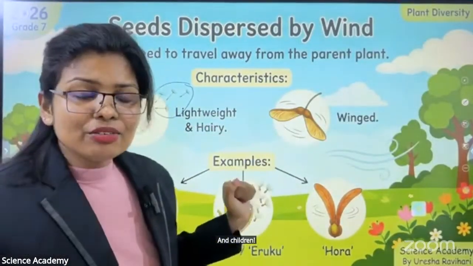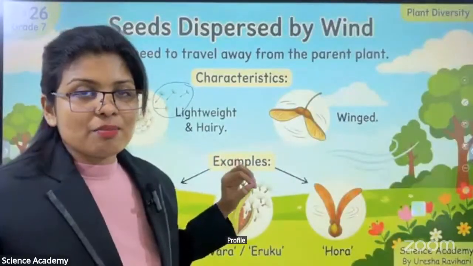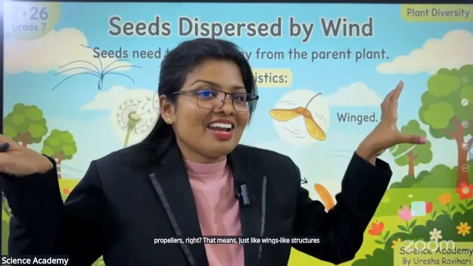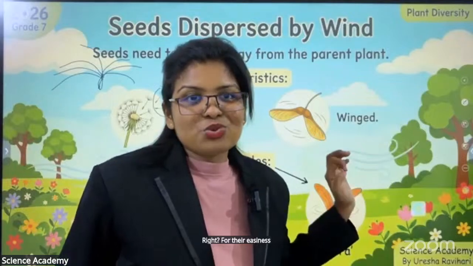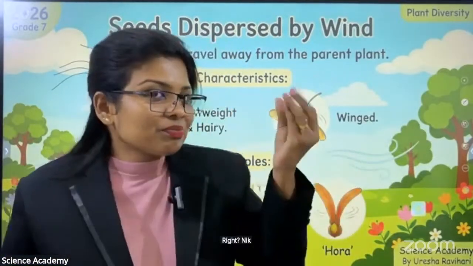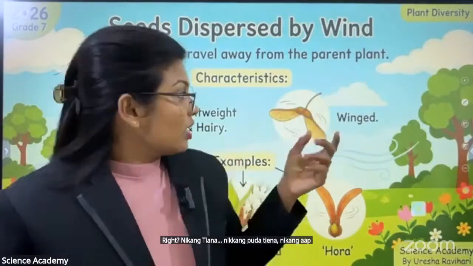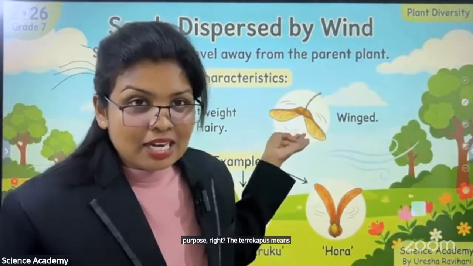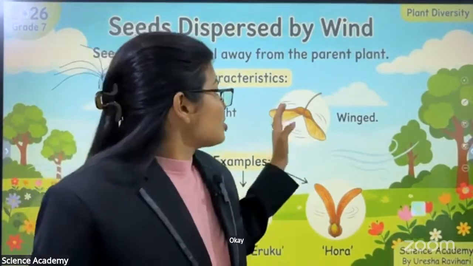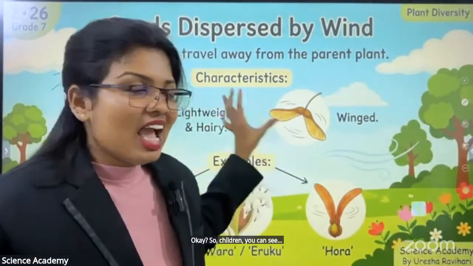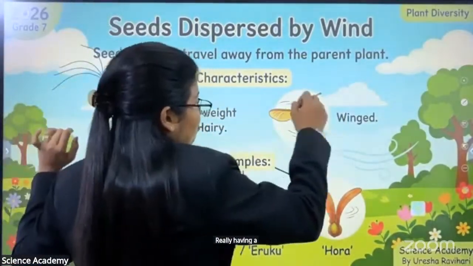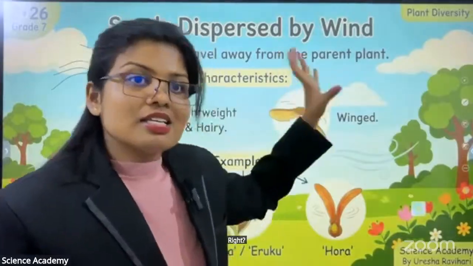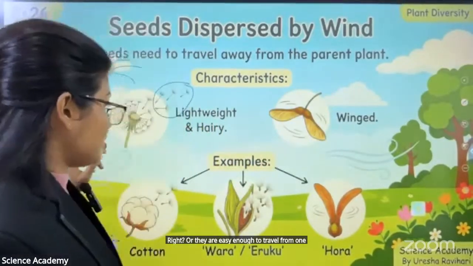And children, some seeds have propeller-like structures. Propellers, right? That means wing-like structures are there, for their easiness to travel from one place to another place. Dipterocarpus, right? Dipterocarpus means horror. So children, you can see the wings, the propellers are there, for their easiness to travel from one place to another place.